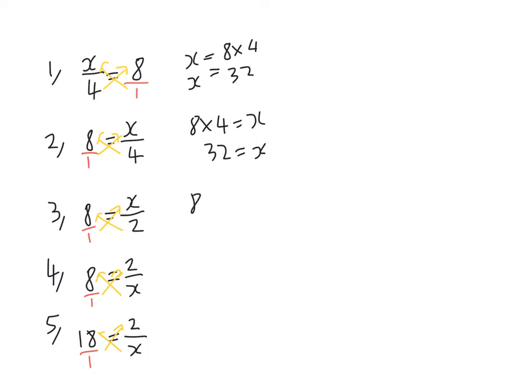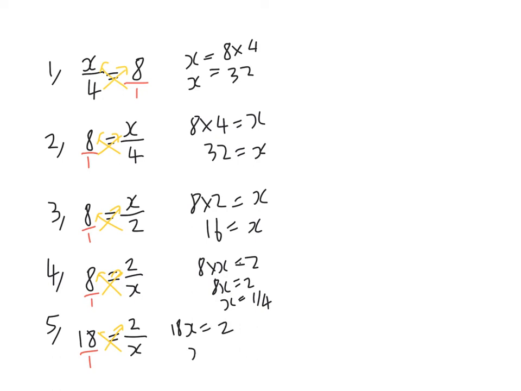Number 3, we've got 8 times 2 equals 1 times x, or x, which means 16 equals x. Number 4, we've got 8 times x equals 2 times 1, or 2. And in that case, we have to divide by the number of x's. So when we've got 8 times x, that means 8x equals 2. Divide by 8, 2 divided by 8 is 1/4. On the last one, we've got x times 18, which would be 18x, and that equals 2 times 1, which is 2. So we have to divide by the number of x's. 2 divided by 18 is 1/9.